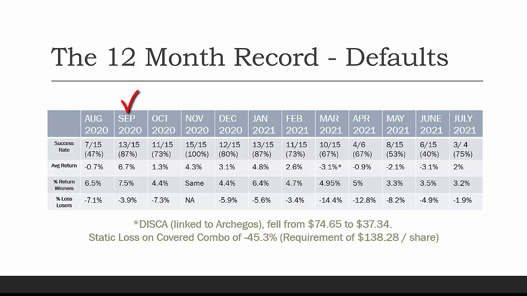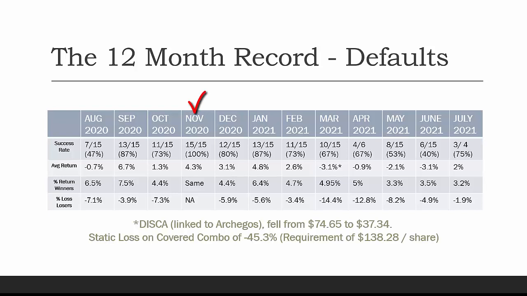Moving forward, in September, we get a much better success rate, 13 out of 15 successful trades. Total average return was 6.7%. The average return on winners was 7.5%. The average loss on the losers was 3.9%. Don't do as good in October, but still a good success rate, 73%, 11 out of 15. But the average return is only 1.3%. That's because the percent return on winners average was 4.4%, and the average loss on the losers was minus 7.3%.